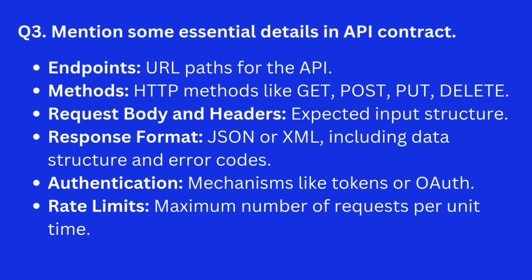3. Essential details in an API contract. Answer. Endpoints: URL paths for the API. Methods: HTTP methods like GET, POST, PUT, DELETE. Request body and headers: expected input structure. Response format: JSON or XML, including data structure and error codes. Authentication: mechanisms like tokens or OAuth. Rate limits: maximum number of requests per unit time.